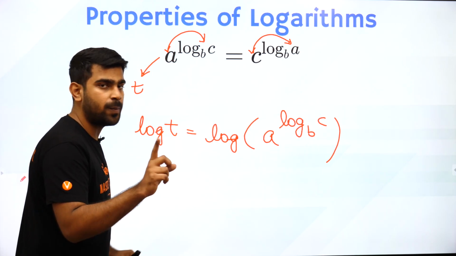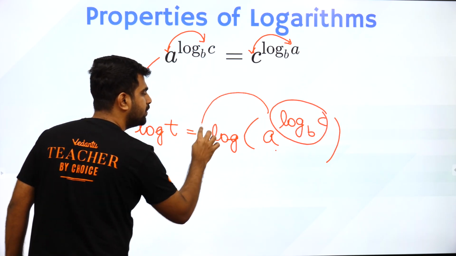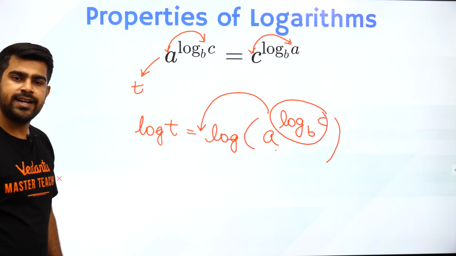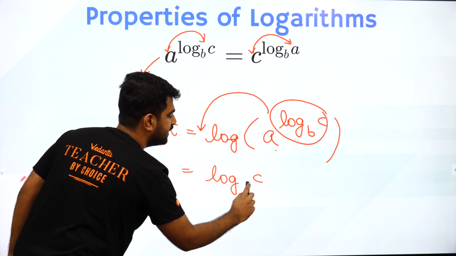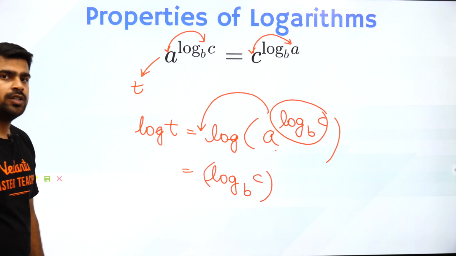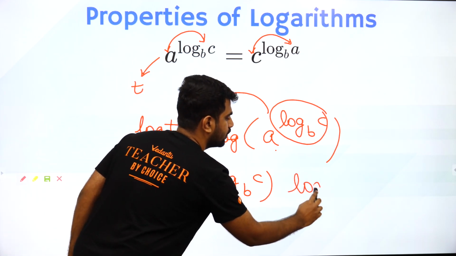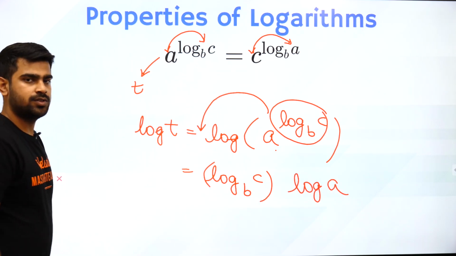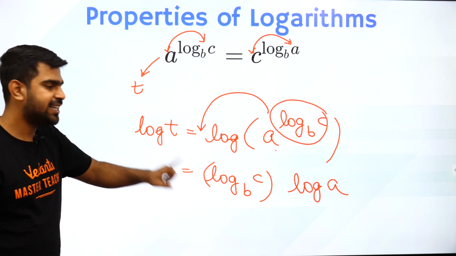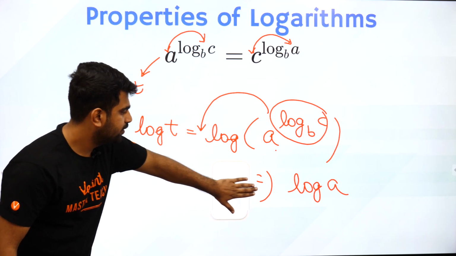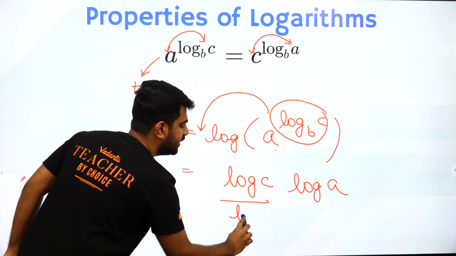Now, according to log properties, whenever I have power in the number, what did I say? The power will come outside. Isn't that right? So let's do that. I'll take the power alone outside. What is the power? Log c base b. Okay, that is coming out. Now what is left out? Log a is left out, isn't it? Log a is left out. Now log c base b, from change of base, can I write it this way? Can I write log c base b as log c by log b?